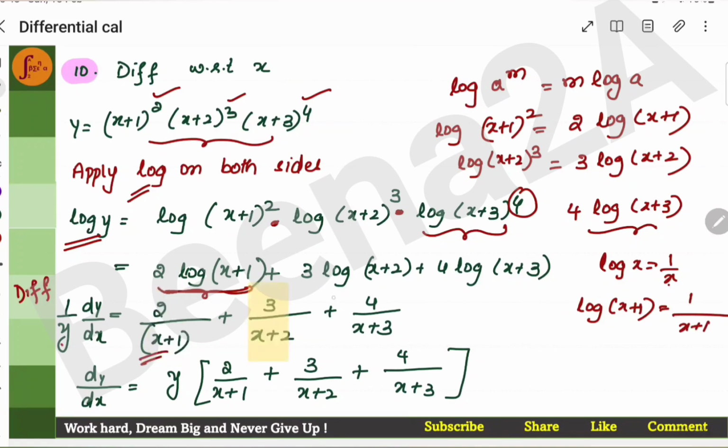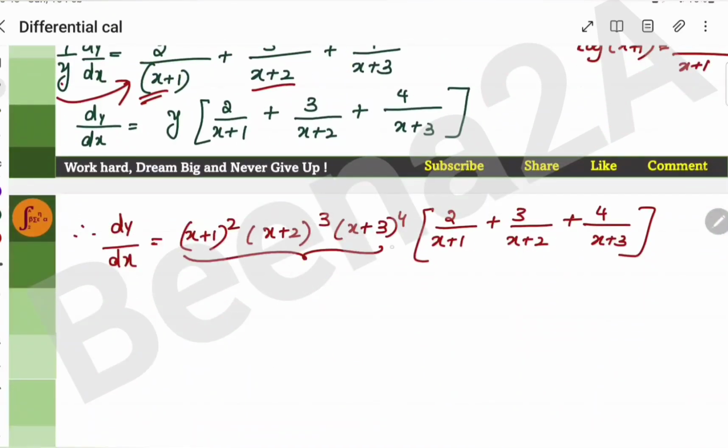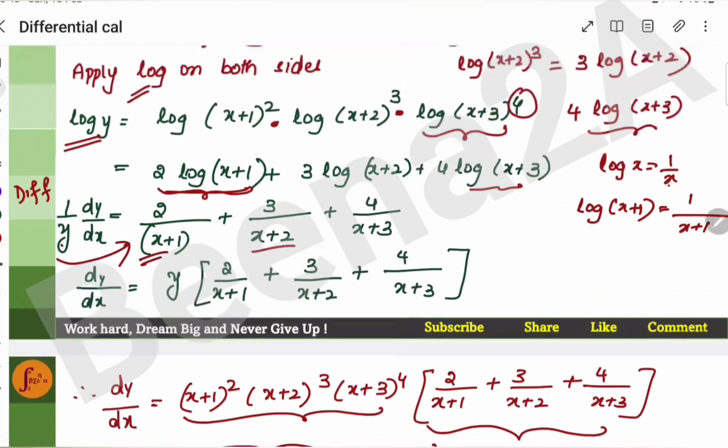Here it will be 3 by (x plus 2), since the derivative of log (x plus 2) is 1 by (x plus 2). Then 4 by (x plus 3), since the derivative of log (x plus 3) is 1 by (x plus 3). Right? And then you shift y this side. So you get y into this entire expression. What is y? Substitute this. y is this one. So I'm substituting this entire thing, and then you're getting the derivative finally.